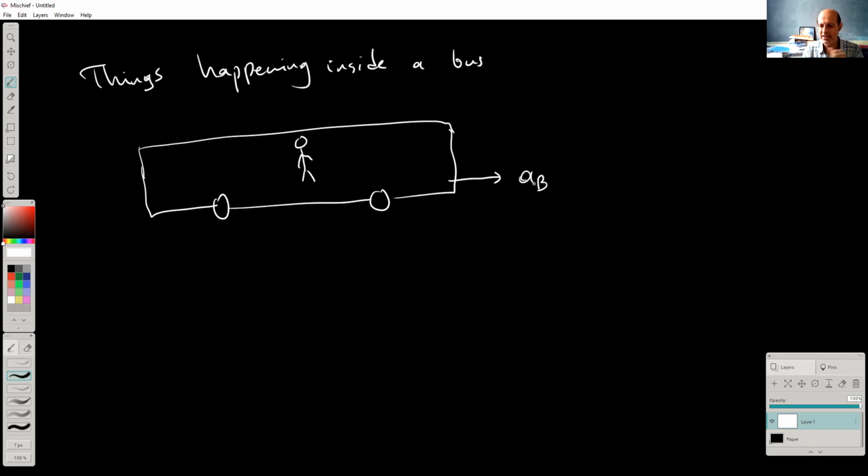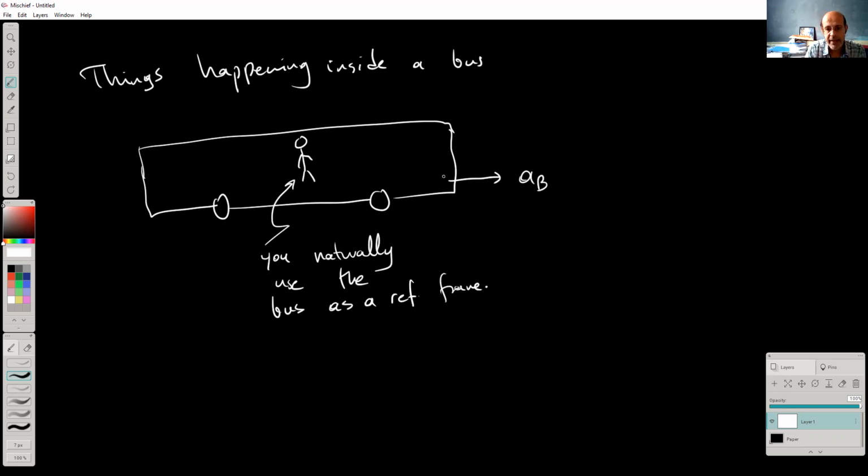So when the bus is accelerating, what happens is that you actually see the outside, but you never imagine that you should use some outside place as your reference frame. You naturally use the bus as the reference frame. This is something that you cannot help. So you naturally use the bus as a reference frame. Okay.